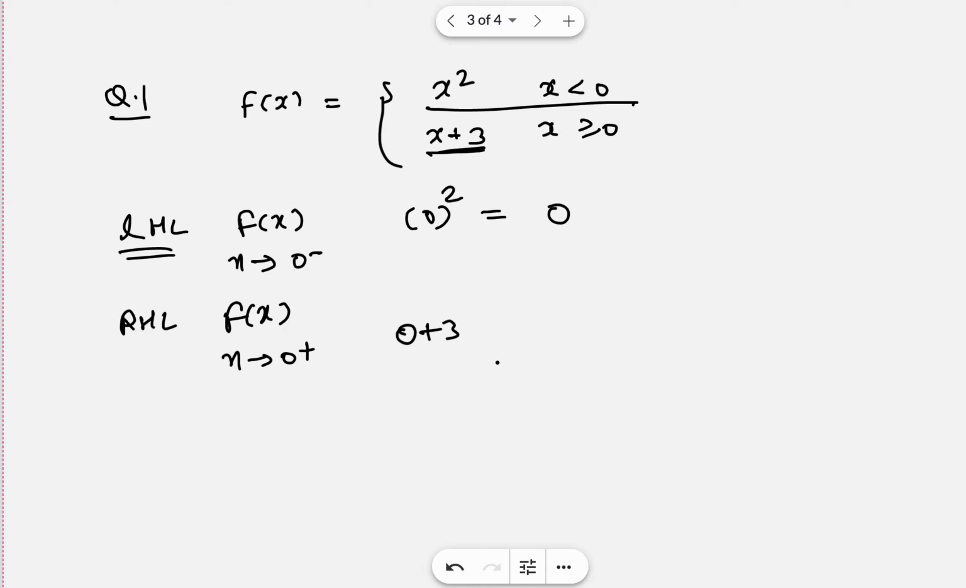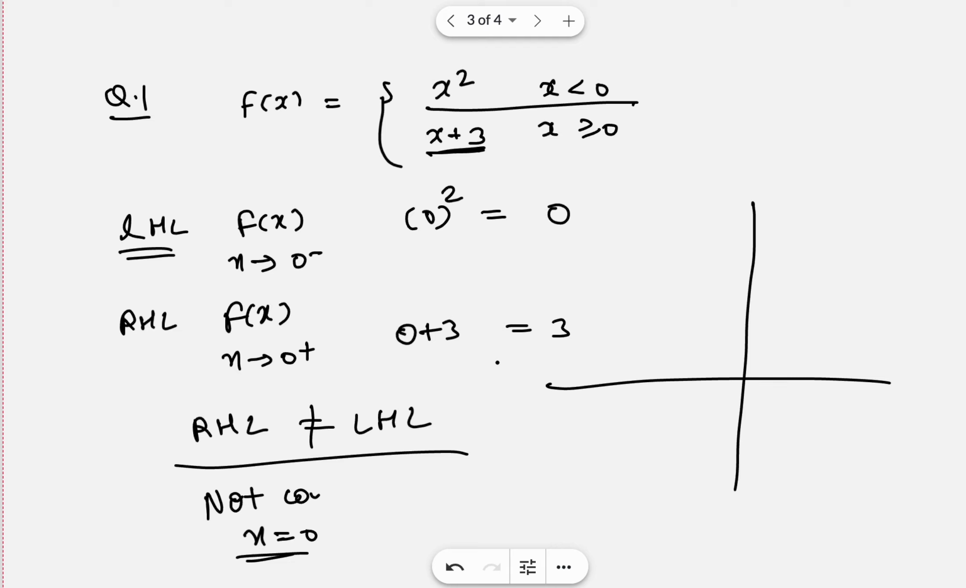Now if we see the graph of this function, for x less than 0 this is x square, so this will be the x square, and for x greater than 0 this is x plus 3. Suppose this is 1, 2 and 3. So this will be the graph. Now we can see this is jump type discontinuity. That's why this graph is not continuous at x equal to 0.